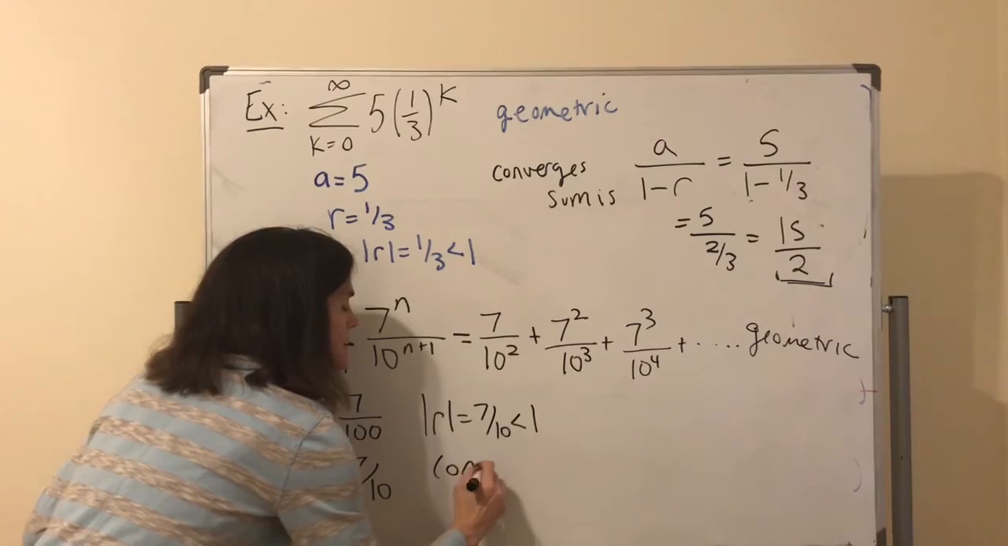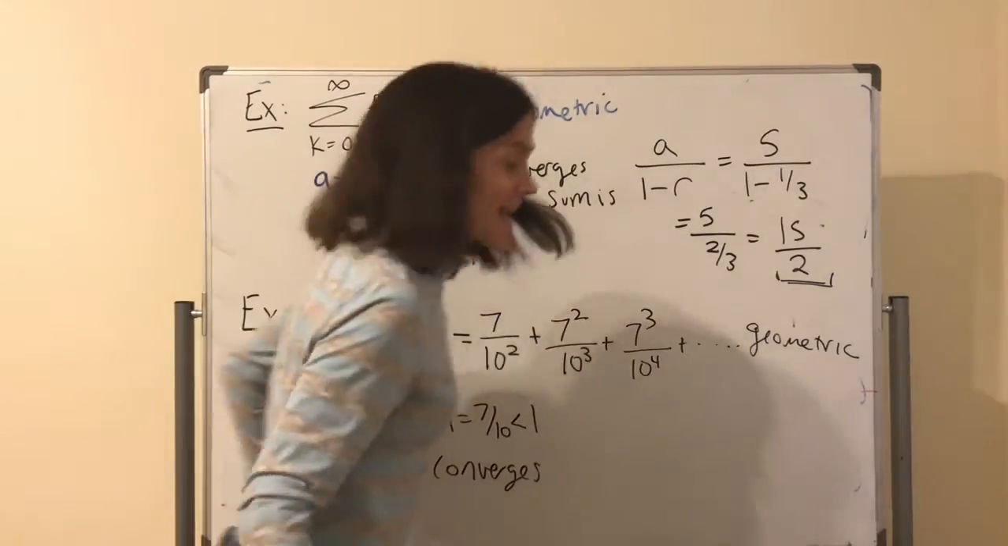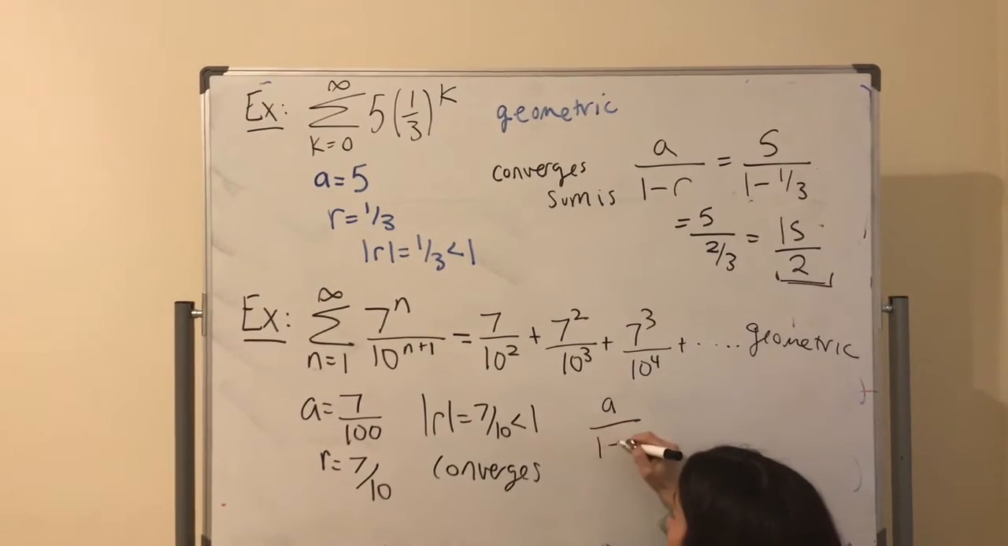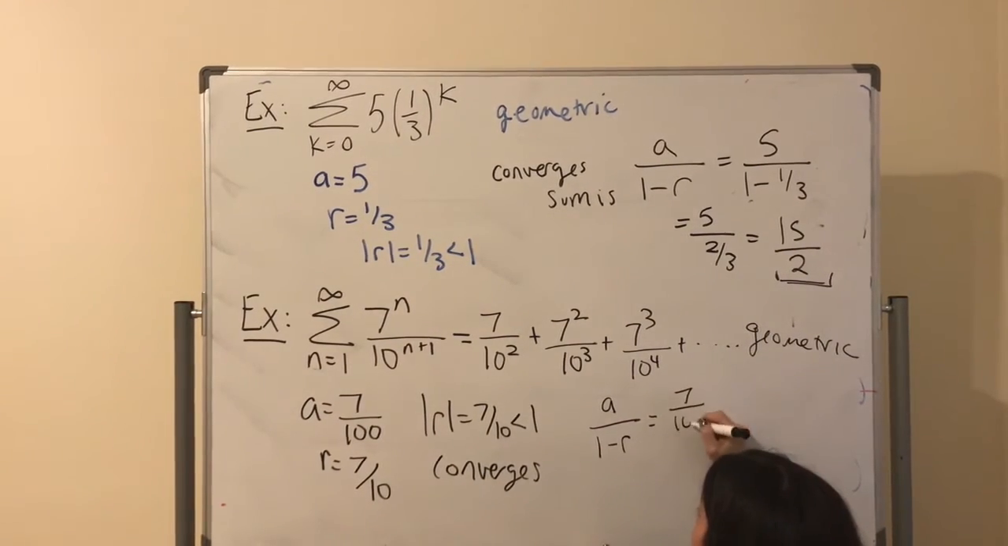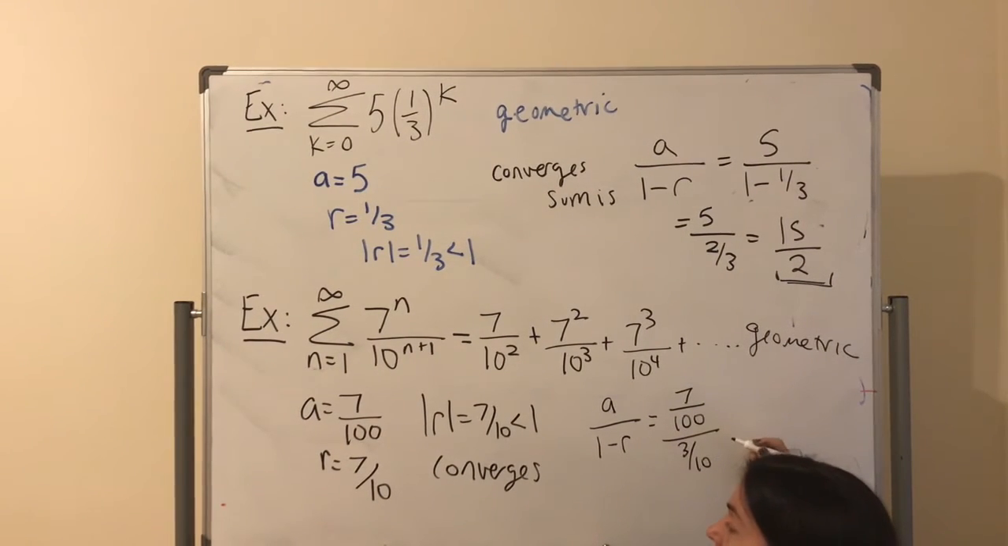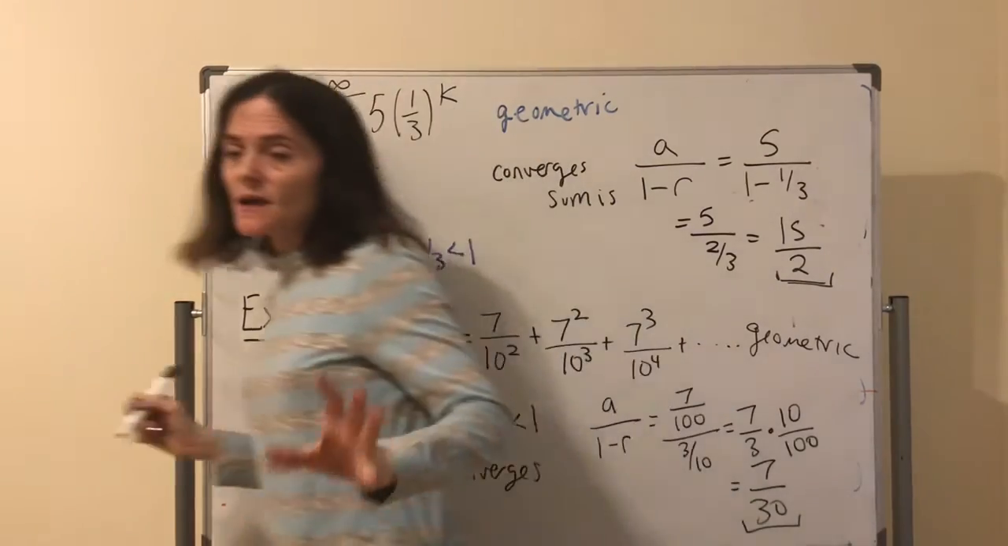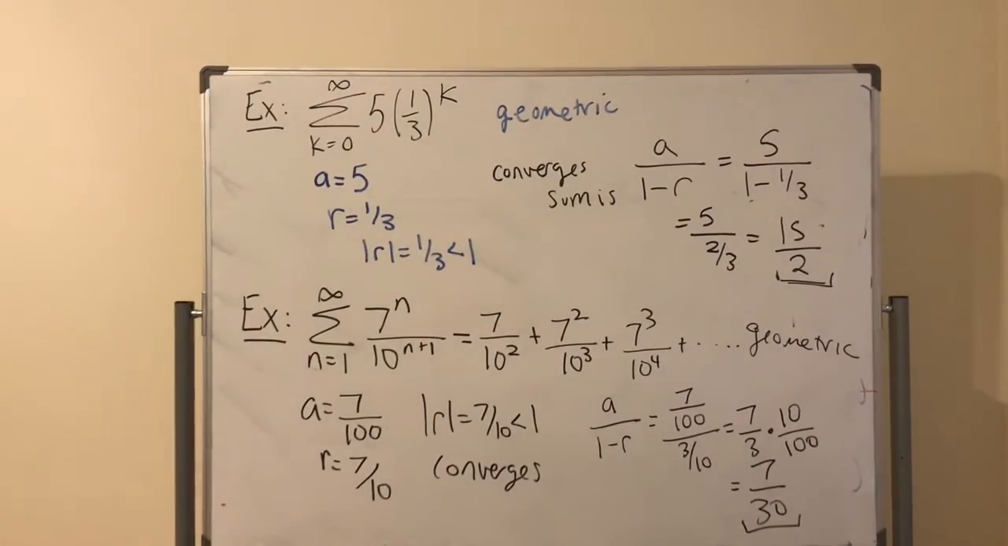This converges. And in the geometric case, we know the sum. It converges to a over 1 minus r, which is 7 over 100 over 3/10, right? 1 minus 7/10. This will be 7 over 100 times 10 over 3. We get 7 over 30. So this sum is 7 over 30.